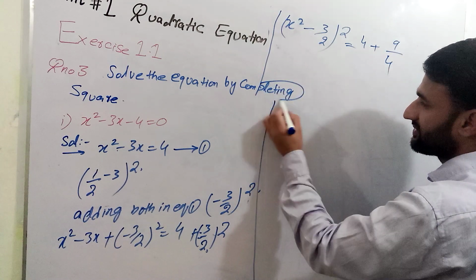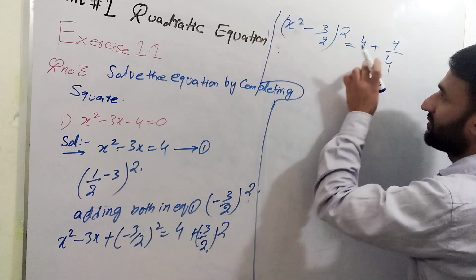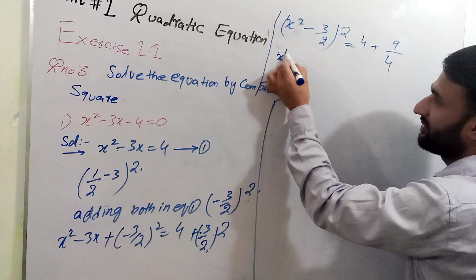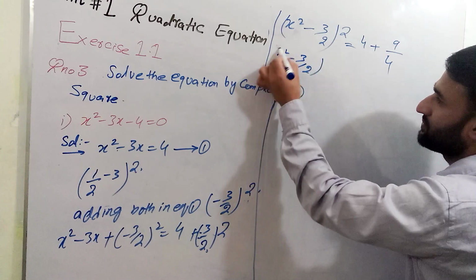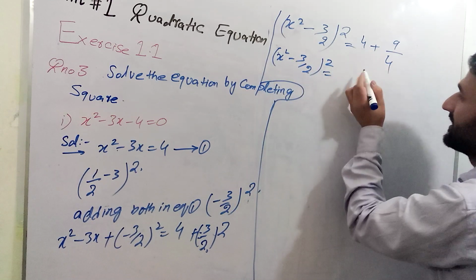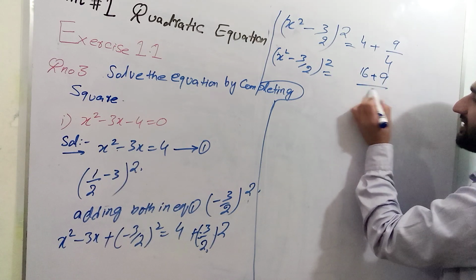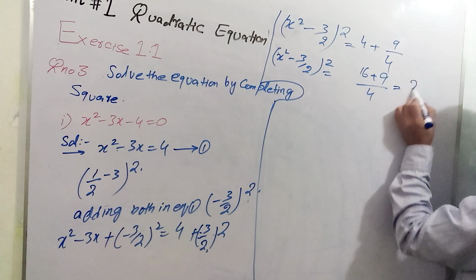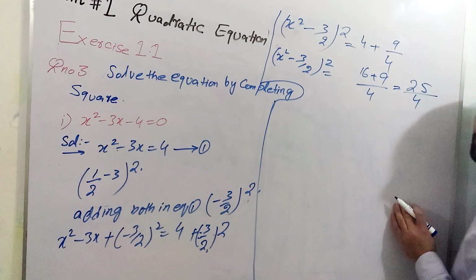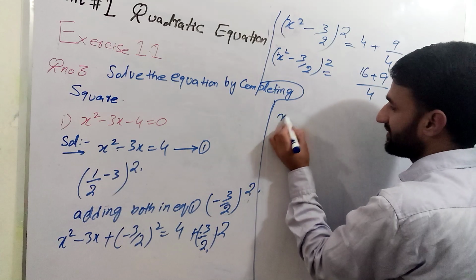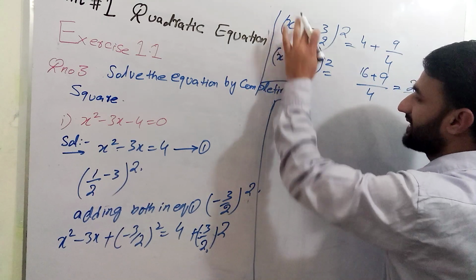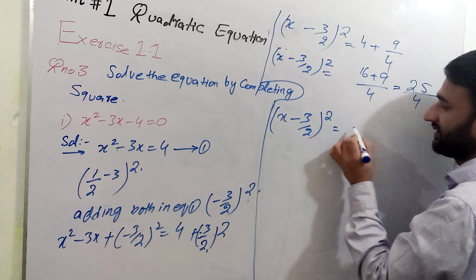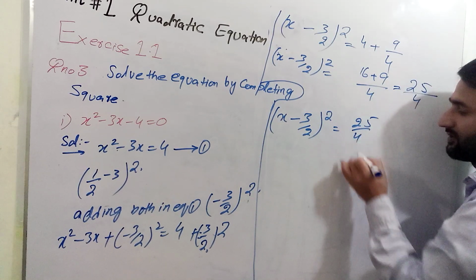Try to solve this equation in this way. So x minus 3 divided by 2, whole square, here will be 16 plus 9 divided by 4, right? Now here it is equal to 25 divided by 4. Now we want to write this equation again. Here we can rewrite this equation: x minus 3 divided by 2, whole square, is 25 divided by 4.